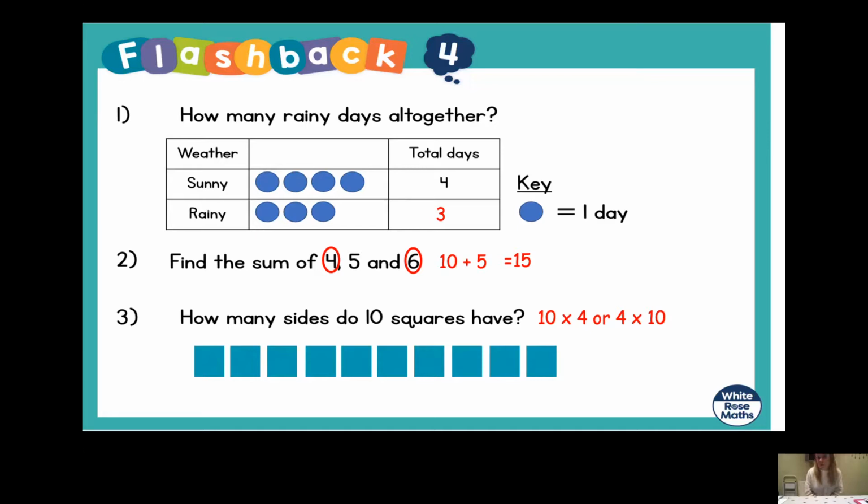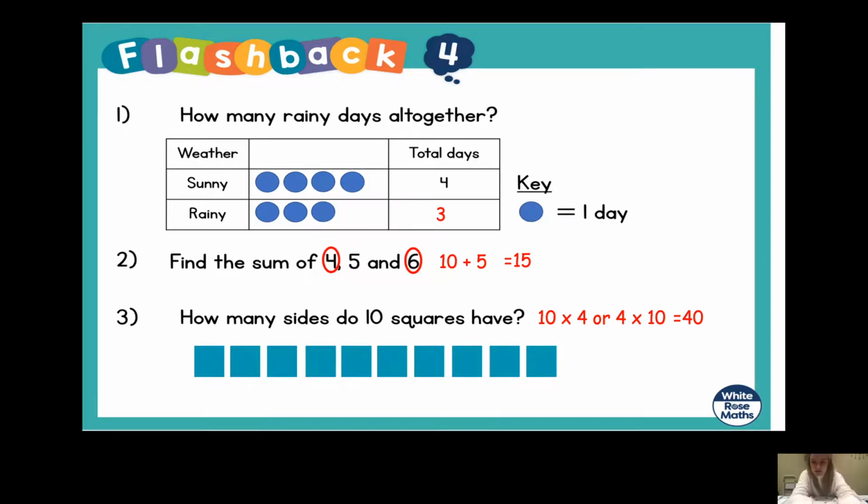But we don't know the 4 times table, do we? So therefore, we need to use commutative law to change the parts around to make 4 multiplied by 10. And we know the 10 times table, don't we? So let's count up together in steps of 10, 4 times. Are you ready? 10, 20, 30, 40. Stop! We've counted 4 steps of 10, and what did we get to? Yes, we got to 40. Well done. So 10 squares have 40 sides altogether. Brilliant. Well done if you got those correct.